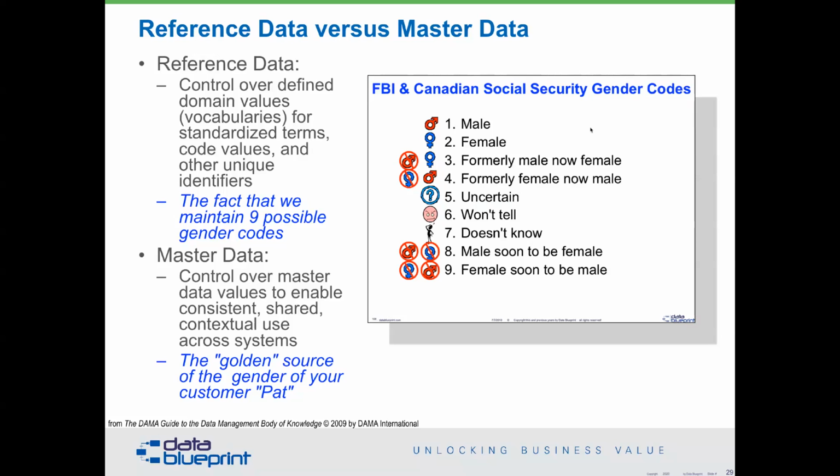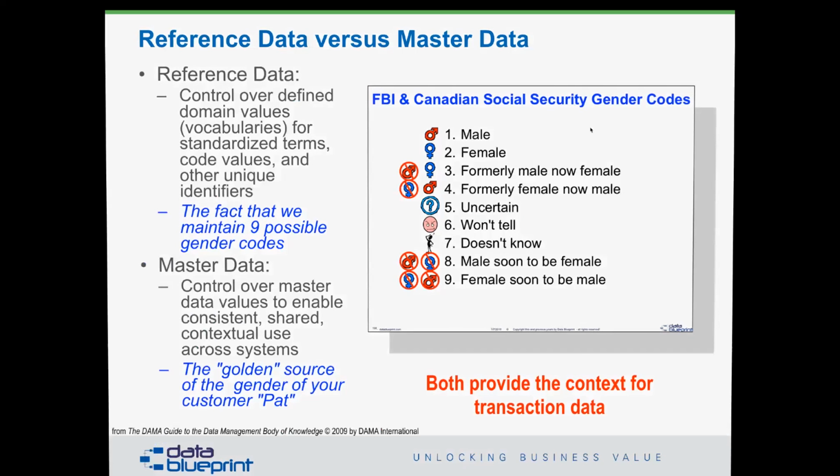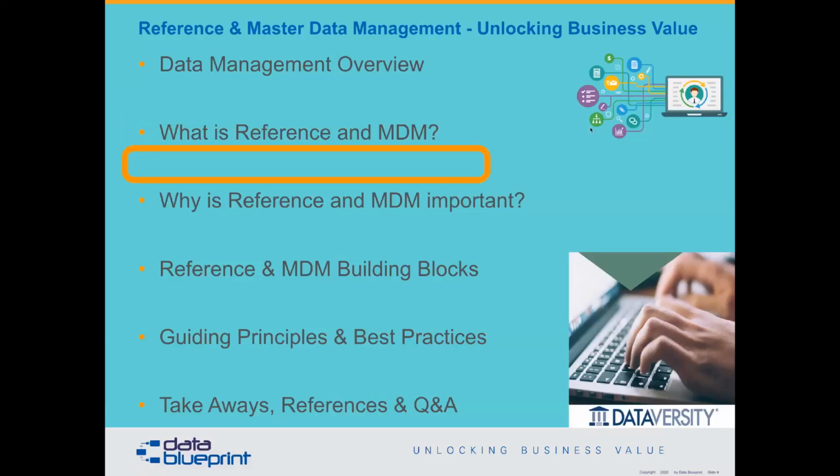However, the golden source of the gender of your customer, Pat, would then maybe say that that gender code is whatever it is. Hopefully that's a really good way of describing these, because both of these provide context for our transactional data, things that happen to Pat in this case. That's our reference and master data. Let's go a little bit further.